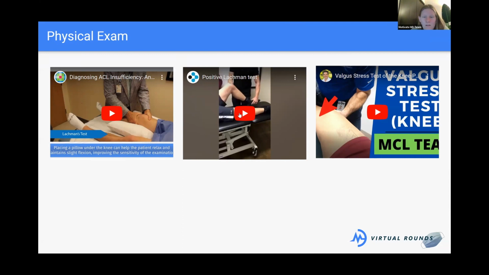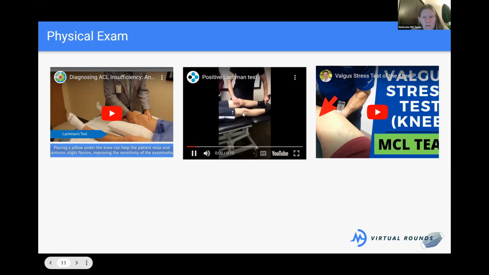And then this is just another one to show you guys. So that's an actual positive result. You can see that the knee itself looked almost floppy, and you were able to get that extra displacement from the joint that you wouldn't otherwise have in a normal uninjured leg. So that's what that would look like in a person who actually has that injury.